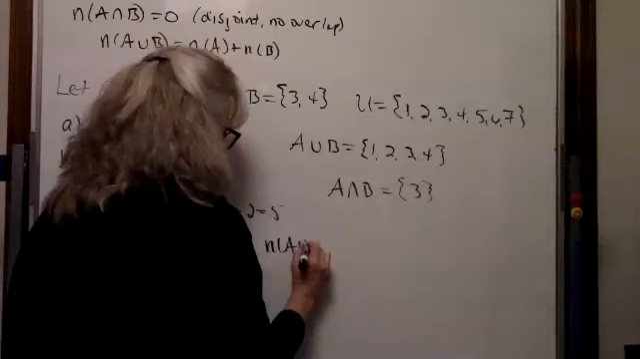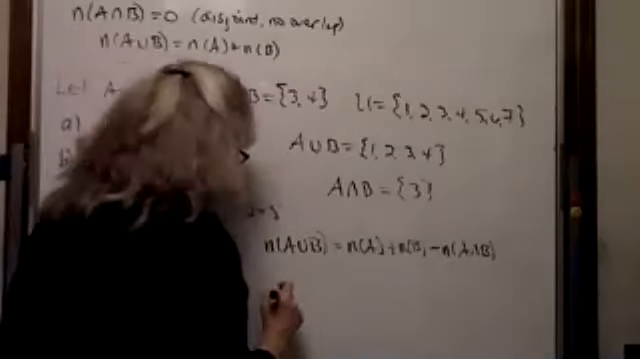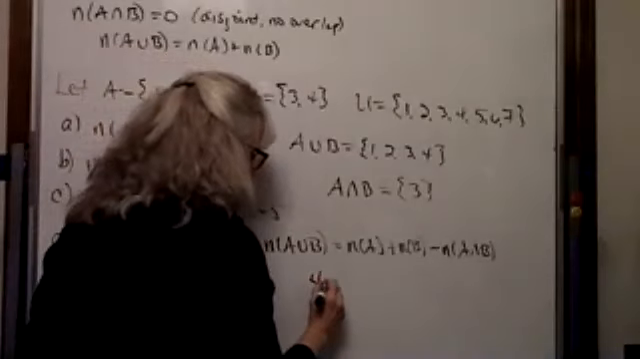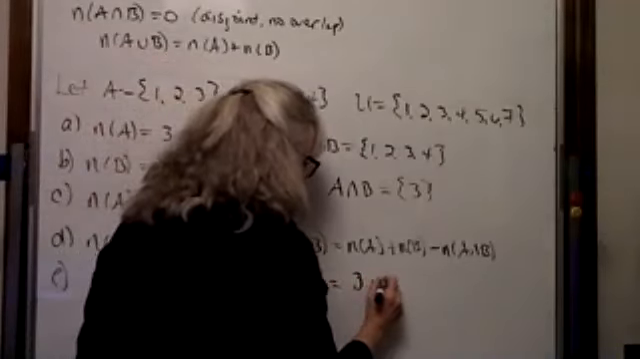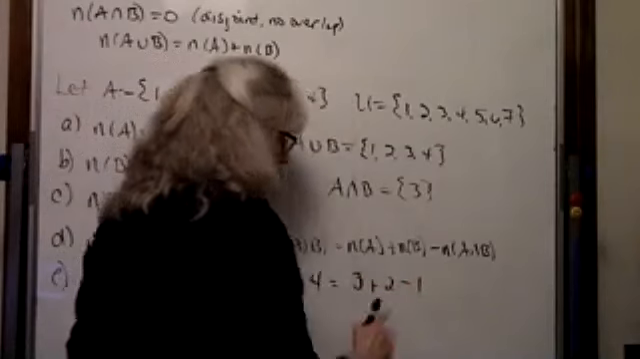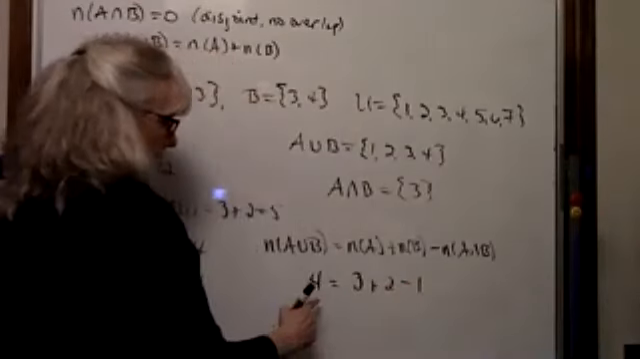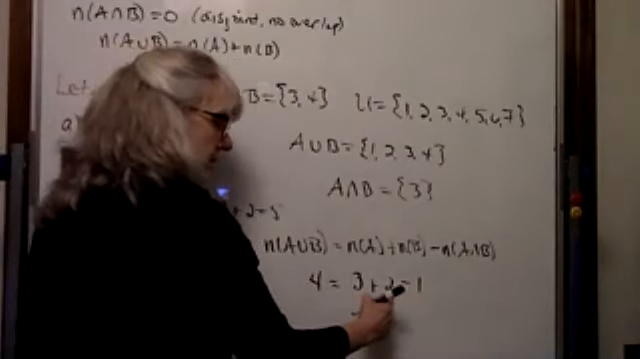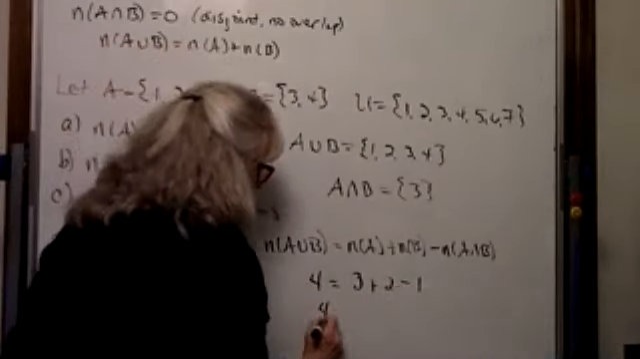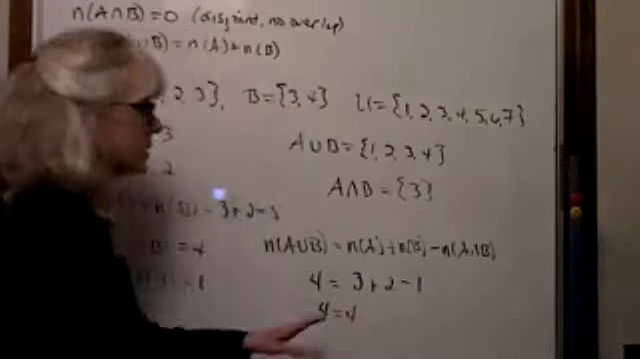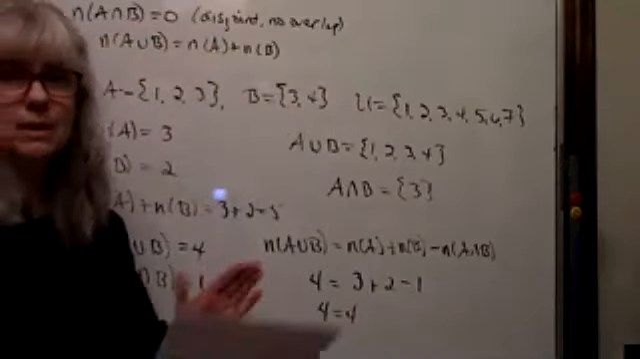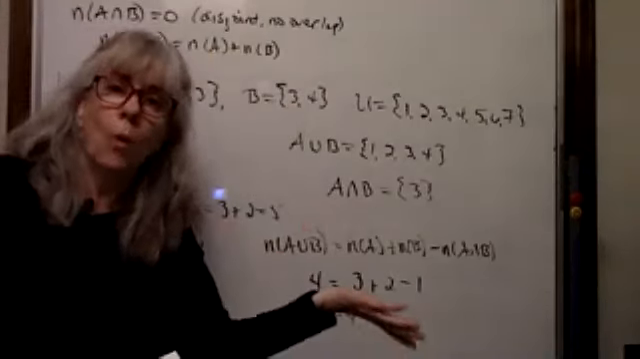This makes some sense because this 3 was counted as part of A and it was also counted as part of B. So when we counted them individually, it got double counted as part of both of them. We already know that the union contains 4. A had 3 elements, B had 2 elements. But if we take away the overlap, then sure enough, 4 is equal to 3 plus 2, which is 5, minus 1, which gives us 4. We get 4 equal to 4. All this is saying is that if you double count something because it's part of both sets, you simply subtract one of those back off.